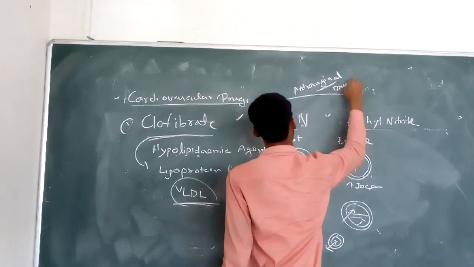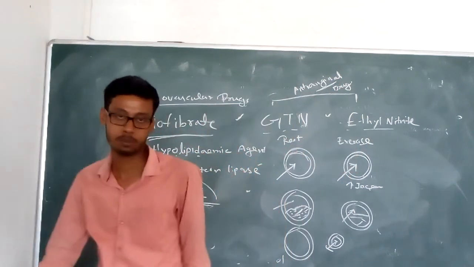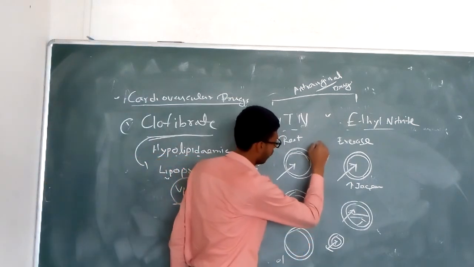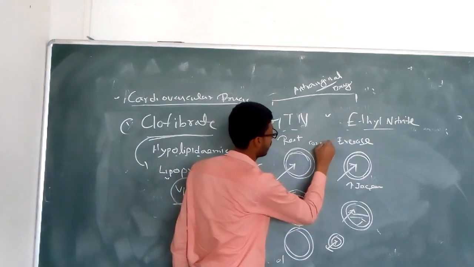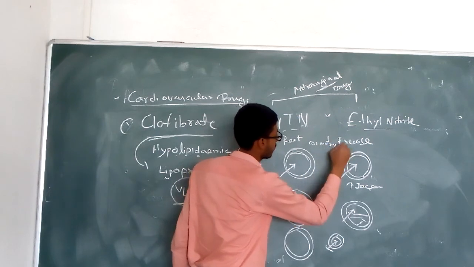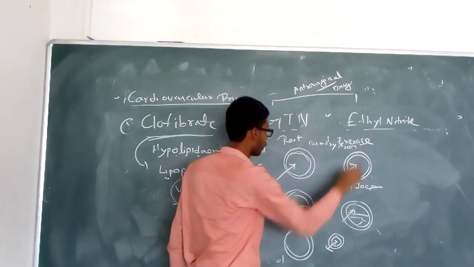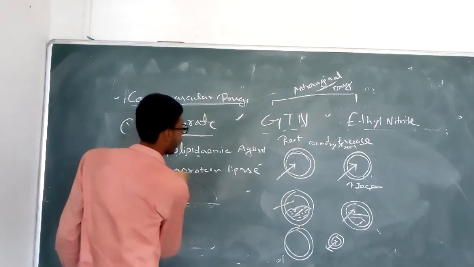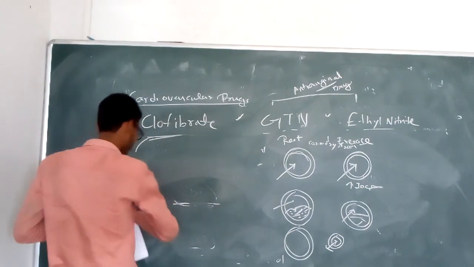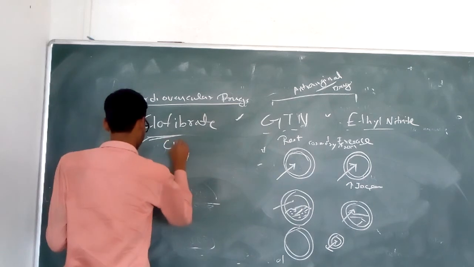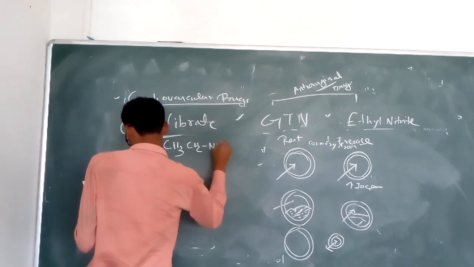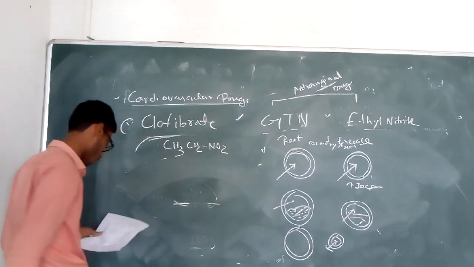It covers the syllabus, also used in the cardiovascular drug. So assume that is the coronary artery test. Coronary artery test আমরা অ্যাজিউম করেছি এখানে. So let's see the structure of the glyceryl trinitrate and the ethyl nitrite. Ethyl nitrite, that is CH3CH2NO2. The structure of the ethyl nitrite is C2H5NO2.